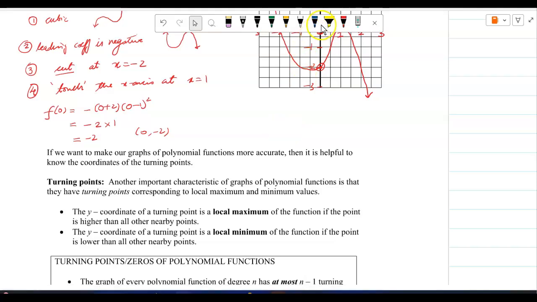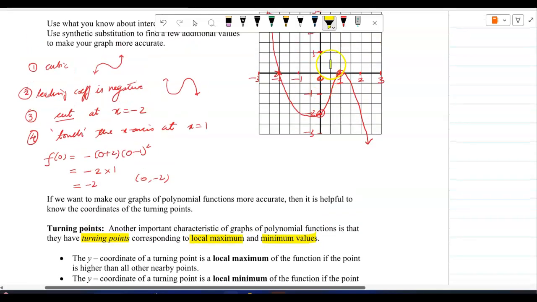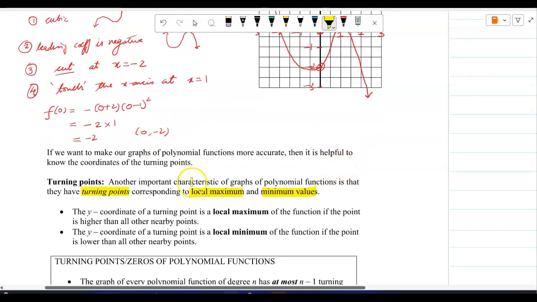Another important characteristic of a polynomial graph function is that they have turning points. They have turning points corresponding to local maximum and local minimum. So this is your local minimum probably, and this is your local maximum. The y coordinate of a turning point is a local maximum or a local minimum. If it's a maximum, then it's higher than the other nearby points. Local minimum is lower than the other nearby points. Therefore, it's called local minimum, local maximum. Because it's nearby, but not the main minimum.